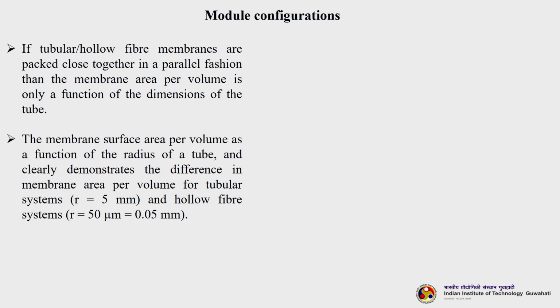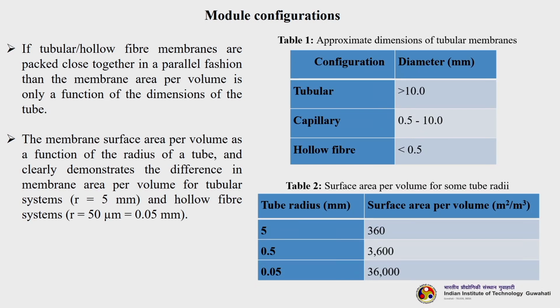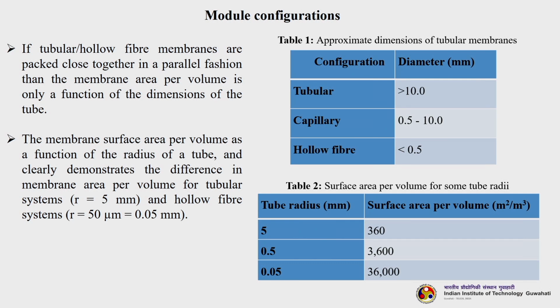If tubular or hollow fiber membranes are packed close together in a parallel fashion, then membrane area per volume is only a function of the dimensions of the tube. We can have single hollow fiber membranes, which we can also call fibers, and many of them are joined or fused together to form a hollow fiber membrane module. The membrane area per volume is a function of the dimensions of the tube, so if you change the dimensions of the tube, your membrane area per volume changes.